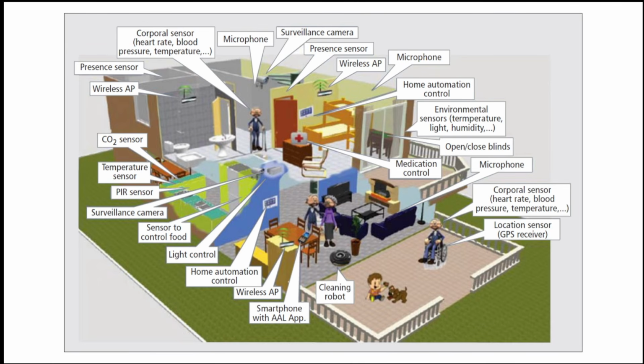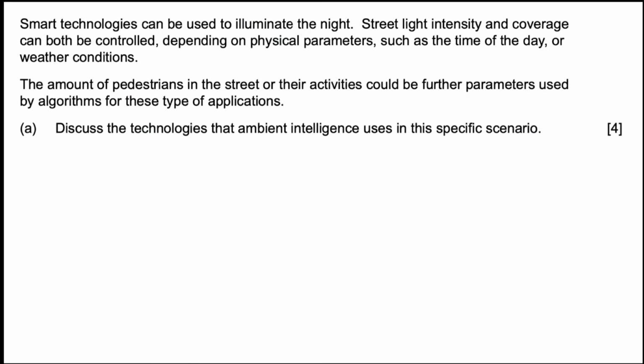Here's an example. Right here we have a question. I'm not really going to go into this too much, but it says discuss the technologies that ambient intelligence used in a specific scenario. This scenario involves street light intensity. Basically think about any sensor that monitors the amount of light and adjusts the street light accordingly, or monitors weather conditions or the time of day, any of the sensors that handle that and then adjust the street light accordingly.